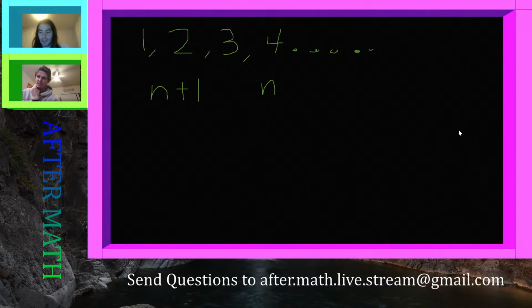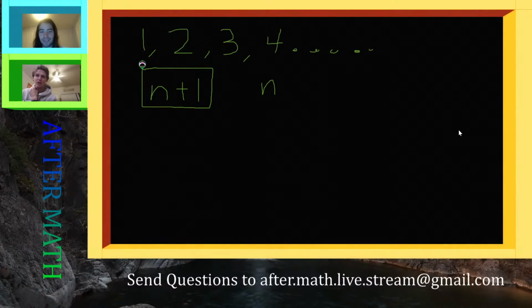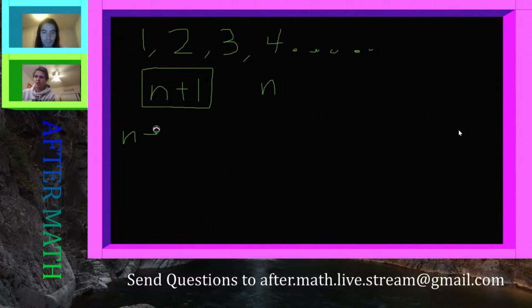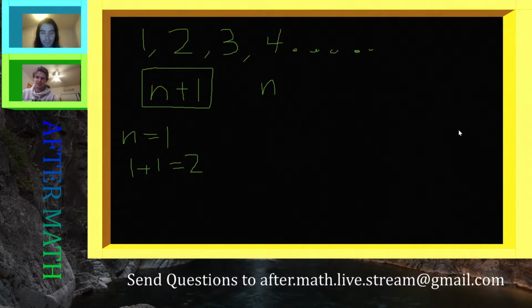Does a billion and one have a successor? Yeah, it does. If a billion and one was n, the successor would just be n plus 1. For example, if n equals 1, then our successor is 1 plus 1, which equals 2. So we can find any successor this way.